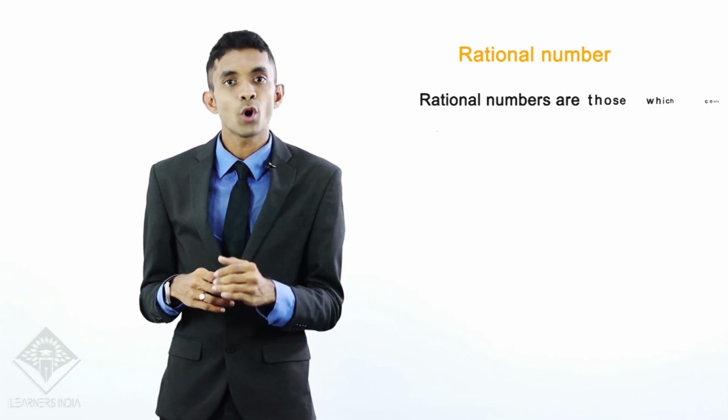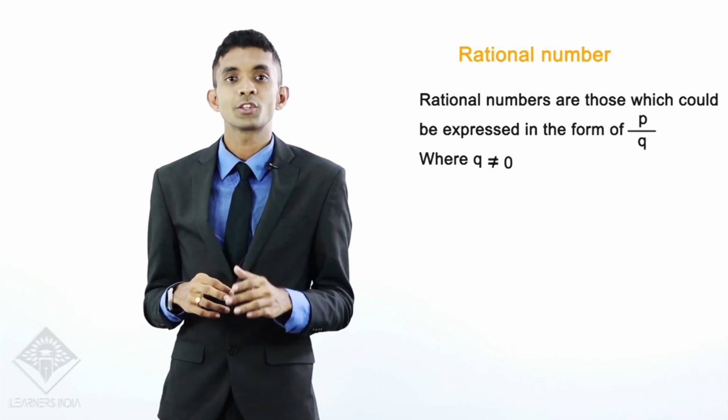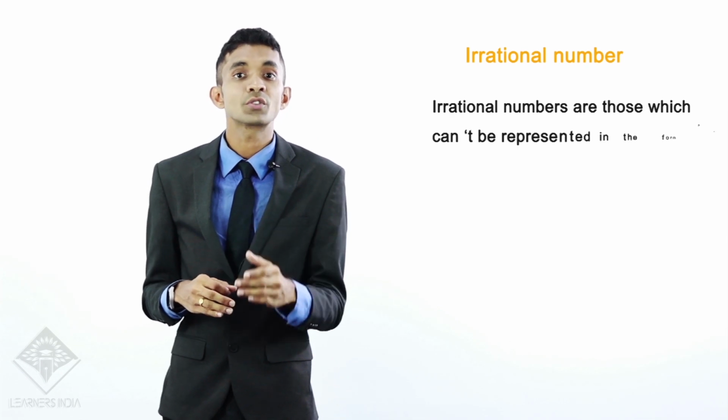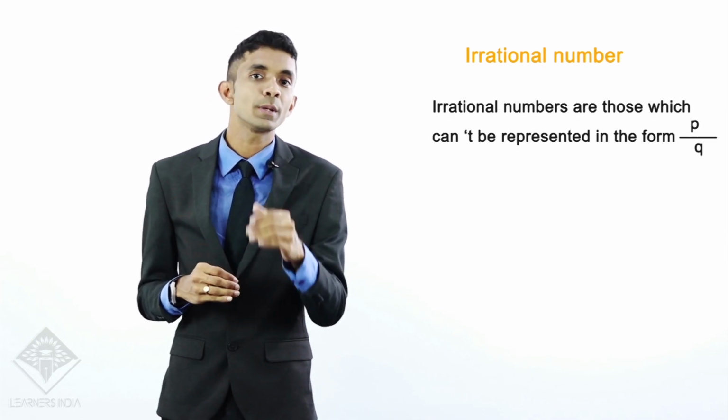Now let us try to understand rational numbers. Rational numbers are those which could be expressed in the form of p divided by q, where q is not equal to 0. And irrational numbers are those which cannot be represented in the form of p divided by q.